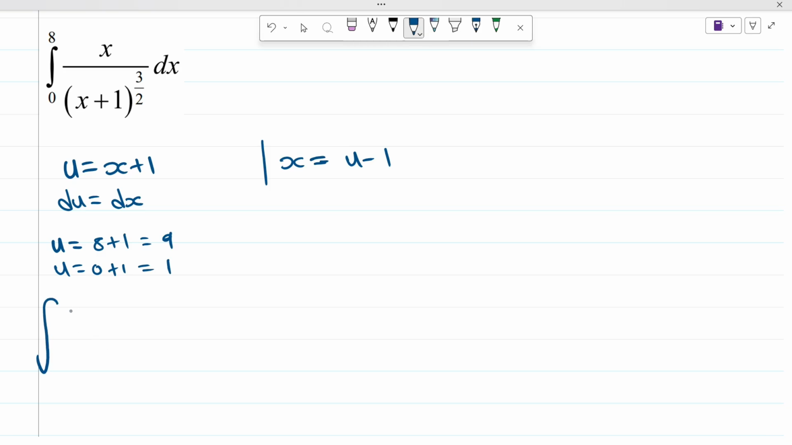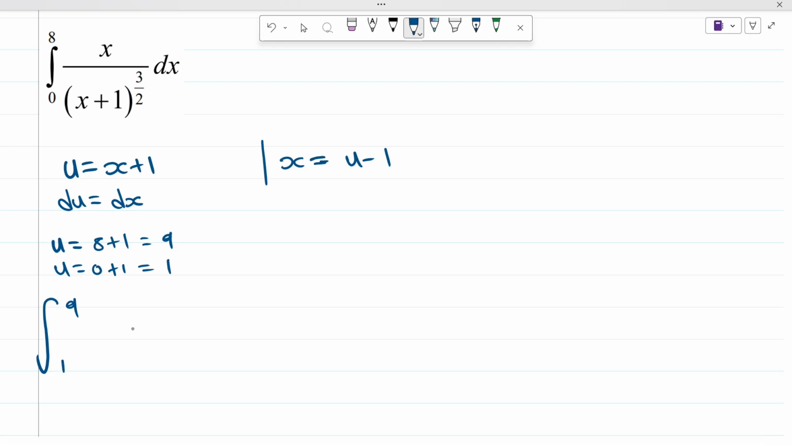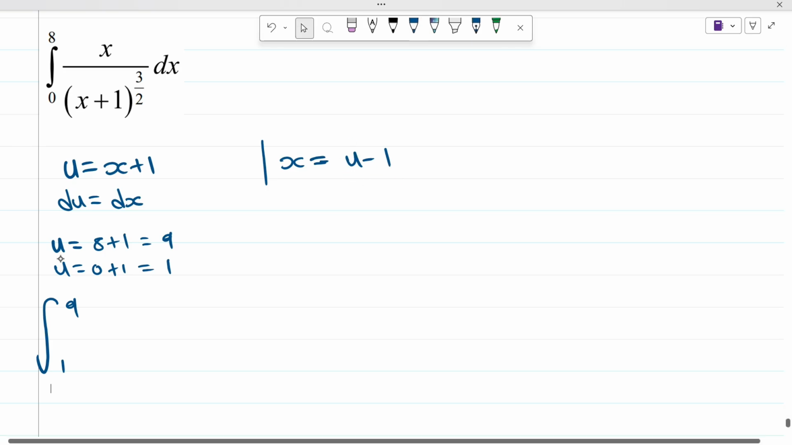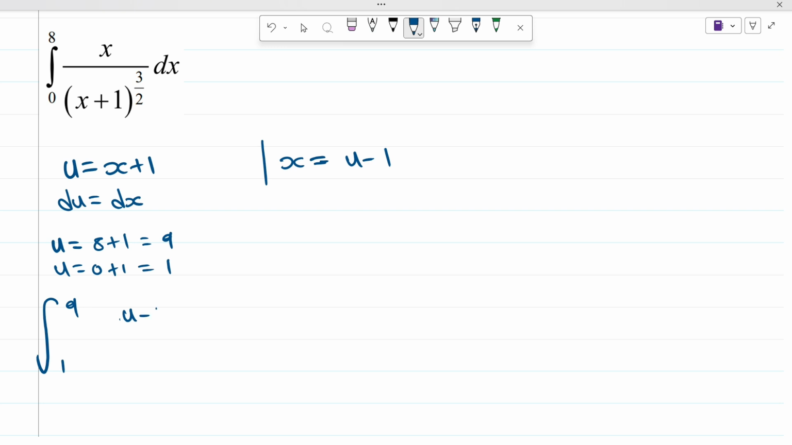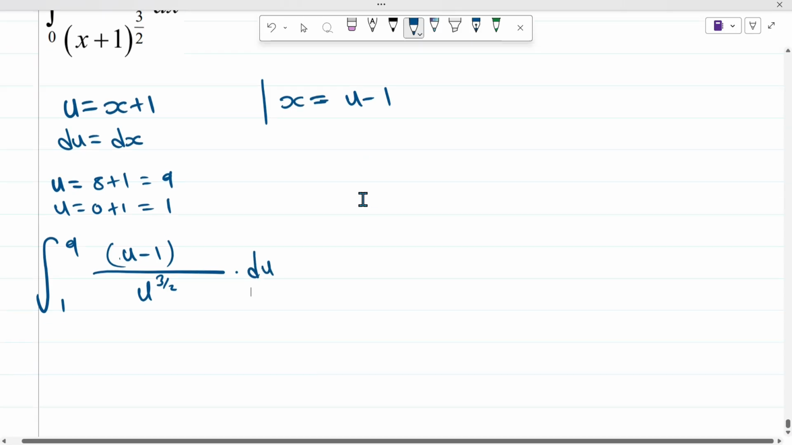So we rewrite everything now with respect to u. So this is going to be 9, 1. And then our x is equal to u minus 1. So now I'm rewriting everything with respect to u. Our x plus 1 is equal to u. Then this u will be to the power 3 over 2, and dx is equal to du.